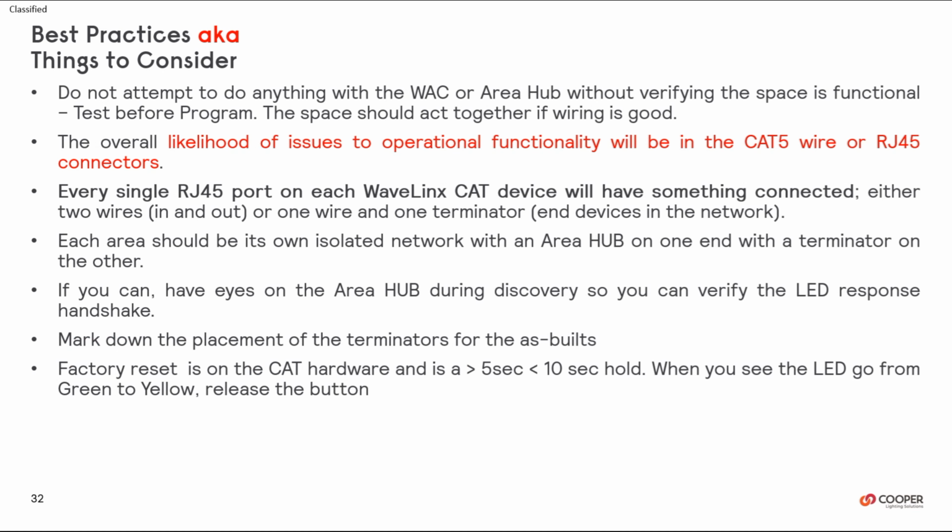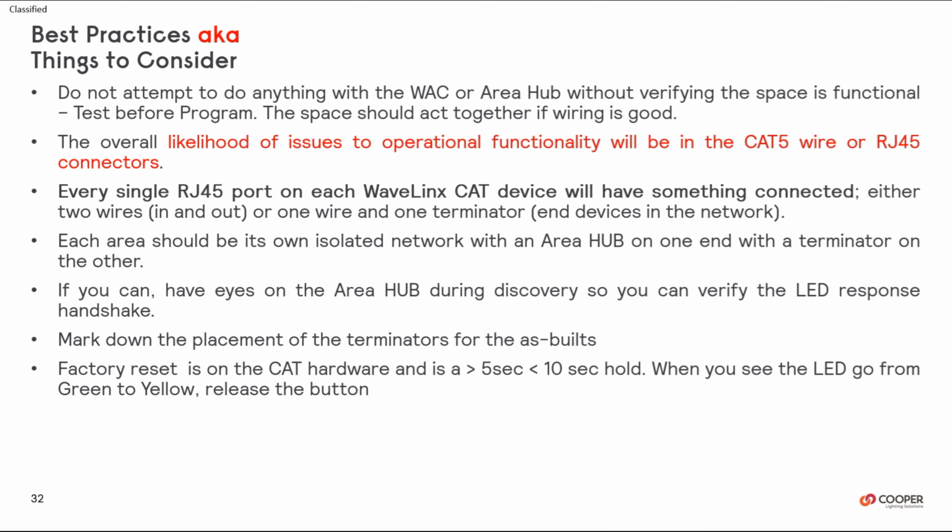So our best practices will include: do not attempt to do anything with the WAC or the Area Hub without verifying the space is functional. Test before you program. The space should act together if the wiring is good. The overall likelihood of any issues showing up in the operational functionality will be within the Cat5 wire, the cabling, or the RJ45 connector. Every single RJ45 port on each WaveLinx CAT device will have something connected.